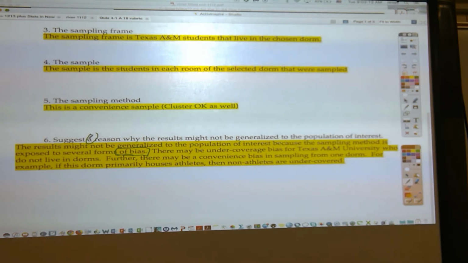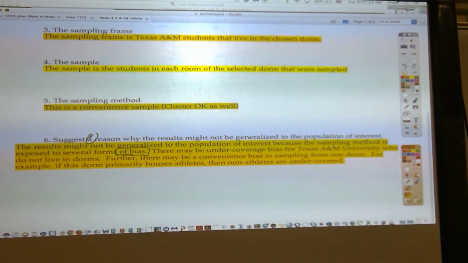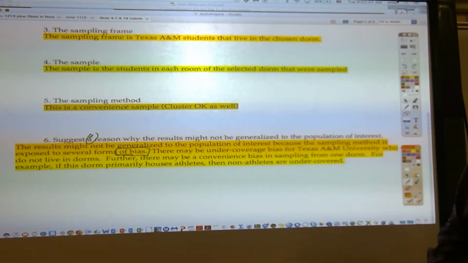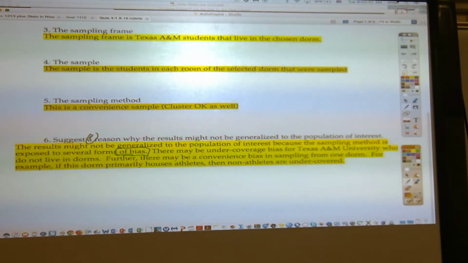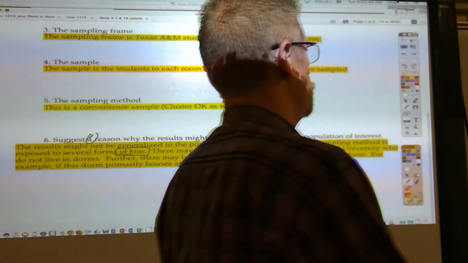So, yeah, I think undercoverage due to poor sampling frame is going to be your best answer there. So let's call for questions on page 1 of the practice quiz. So let's go over to page 2 as soon as you're ready. All right, page 2.